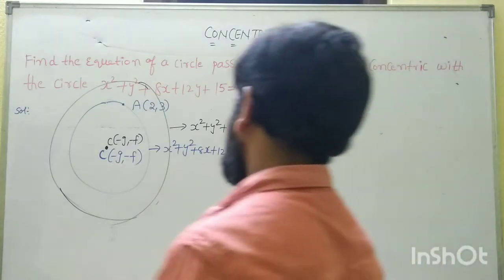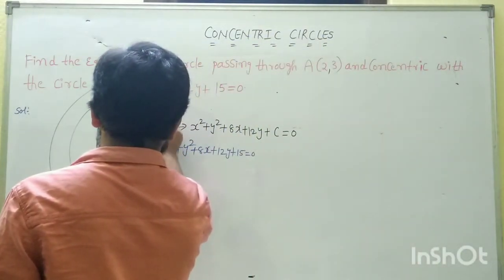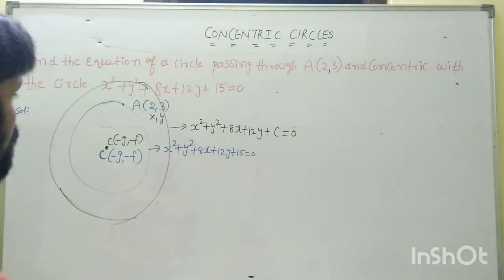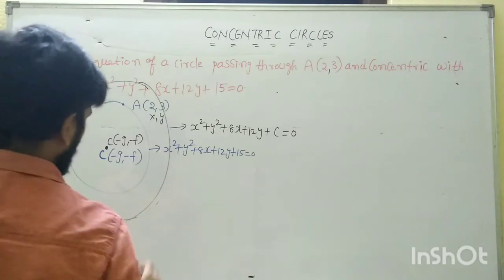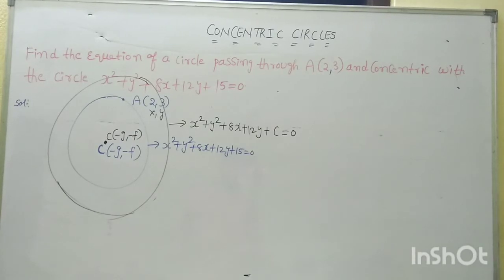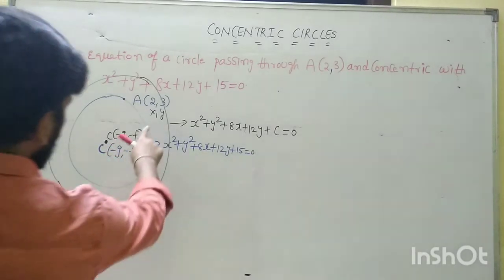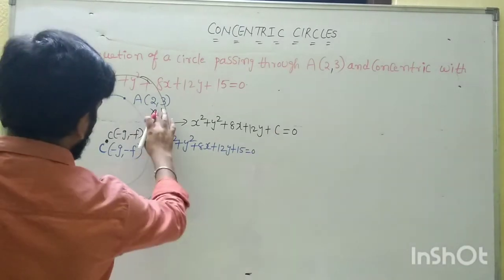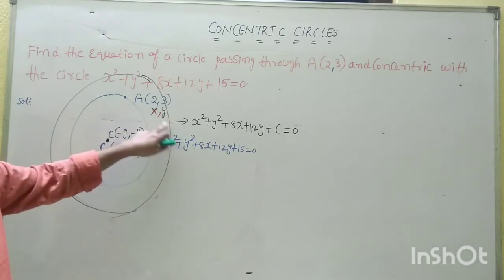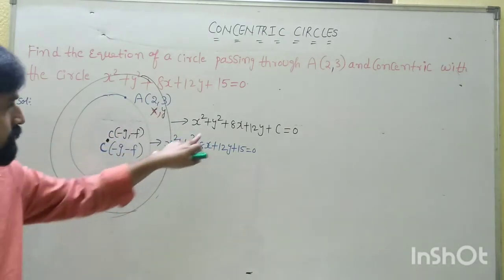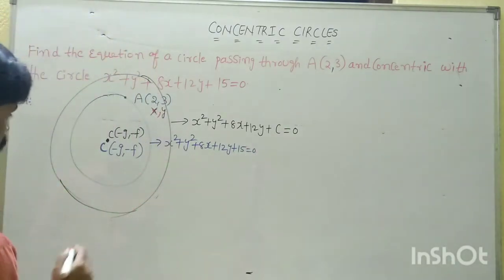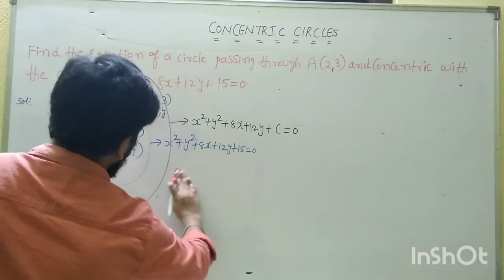Now let's say this is x and this is y. Now let's substitute. This is x comma y. Substitute the x and y values in this equation, then you will get the constant value c. Okay, now first represent this as a circle.